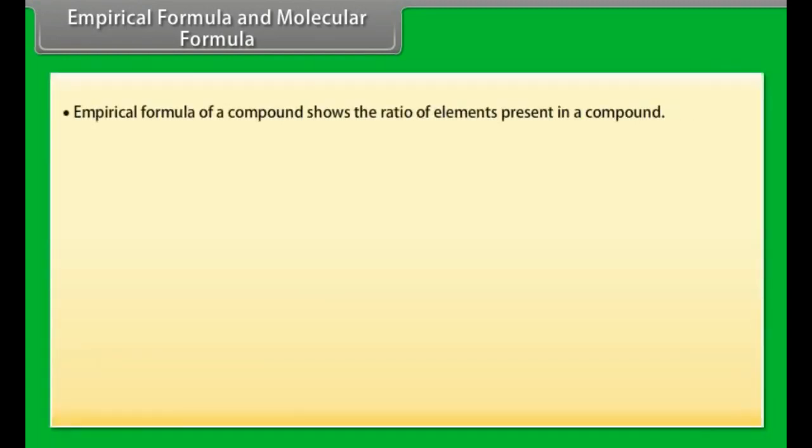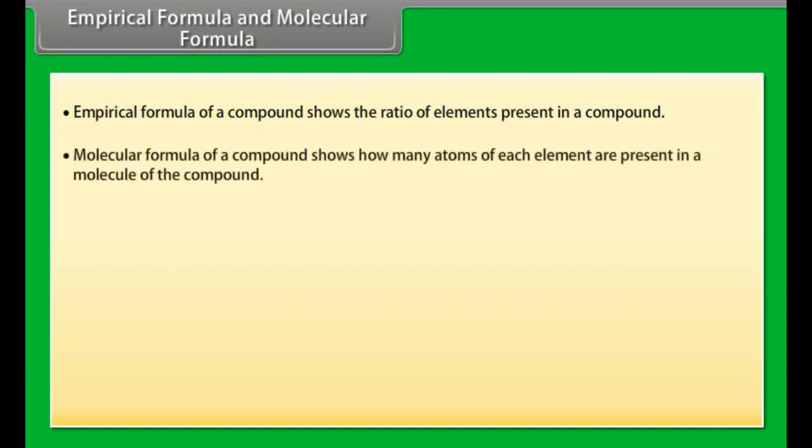Empirical formula of a compound shows the ratio of elements present in a compound. Molecular formula of a compound shows how many atoms of each element are present in a molecule of the compound.